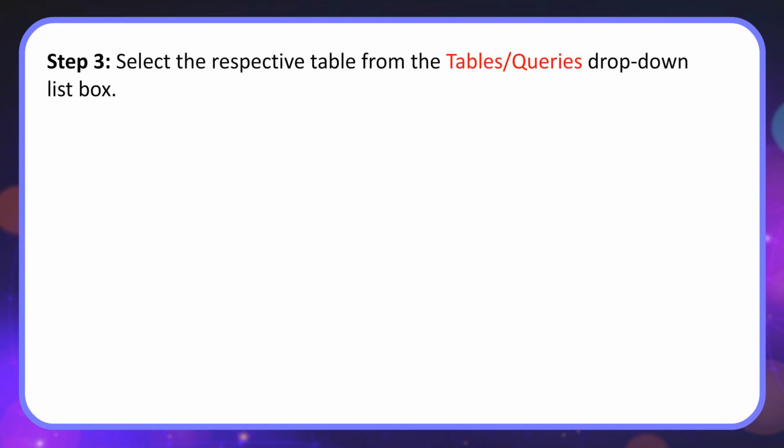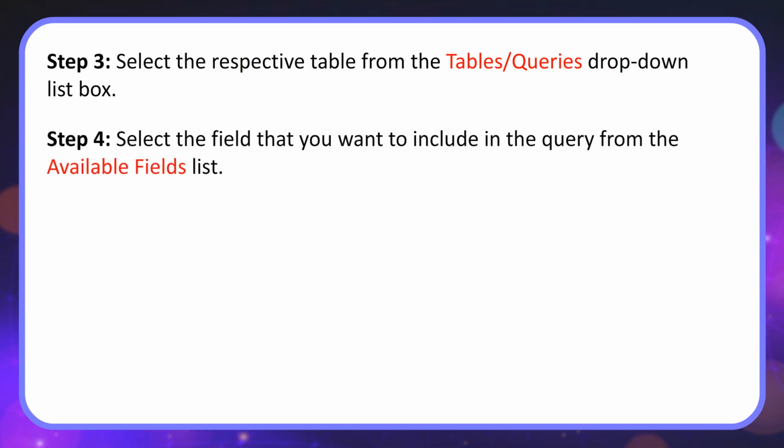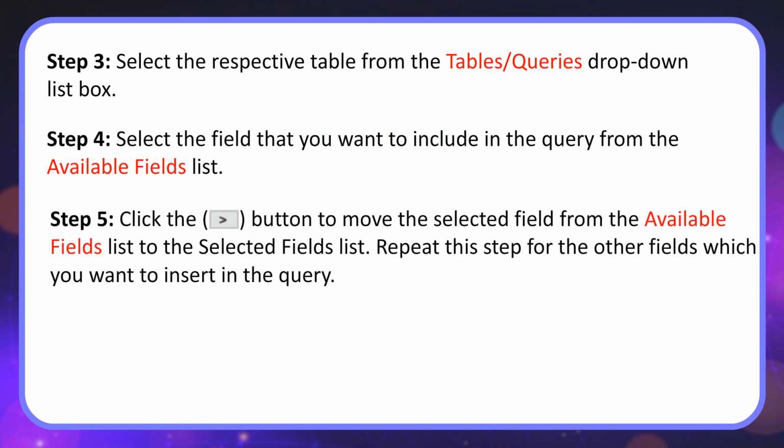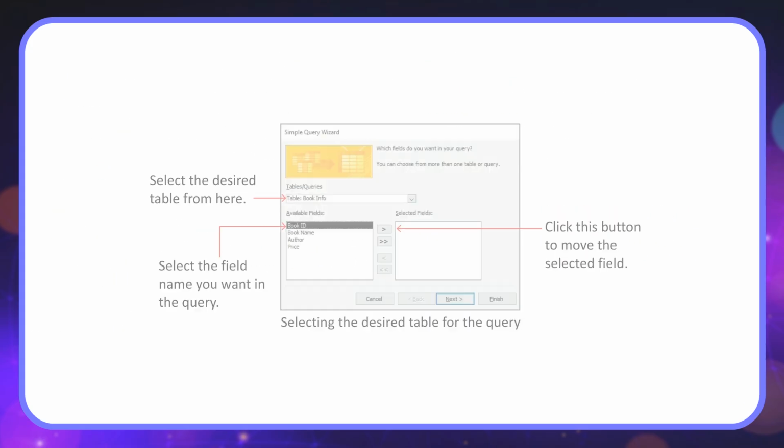Step 3. Select the respective table from the Table/Queries drop-down list box. Step 4. Select the field that you want to include in the query from the available fields list. Step 5. Click the button to move the selected field from the available fields list to the selected fields list. Repeat this step for the other fields which you want to insert in the query. Step 6. Click the Next button.